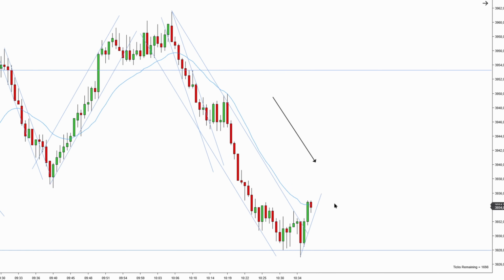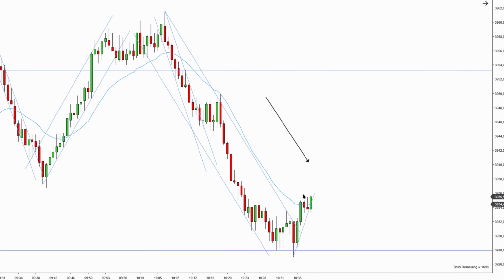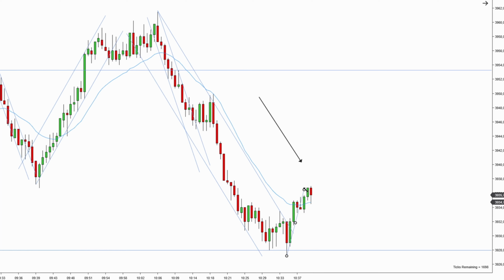So I'm looking for a second entry short. Can I get a second entry short? First entry short, pullback, second entry short, but the two-legged pullback is above the EMA. I need to see the EMA rejecting prices, confirming bearish momentum. It's above the EMA, I'm not interested.